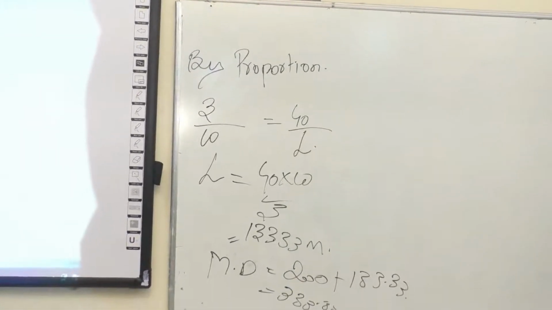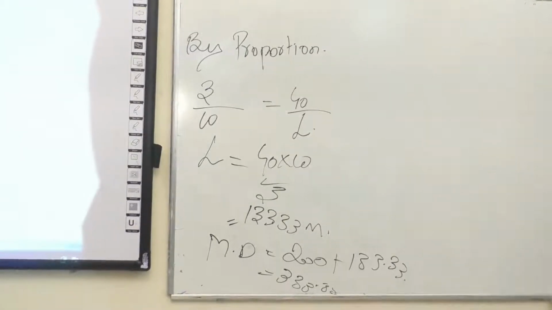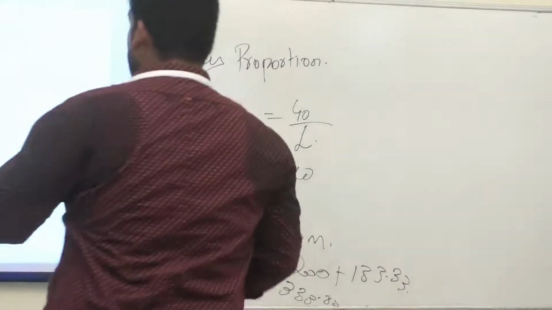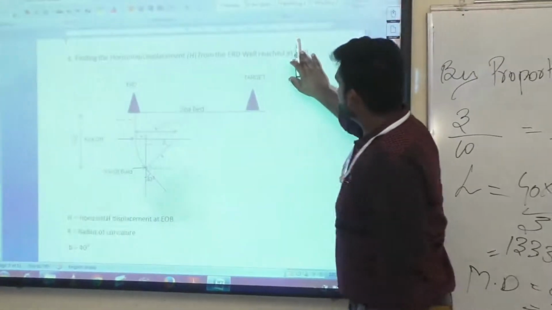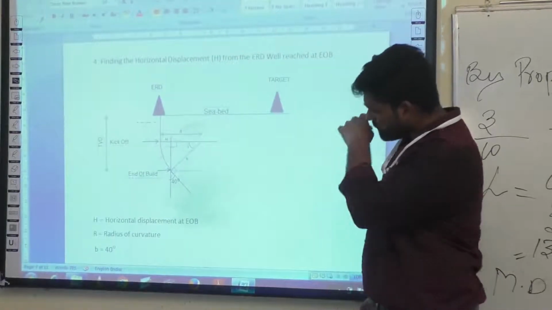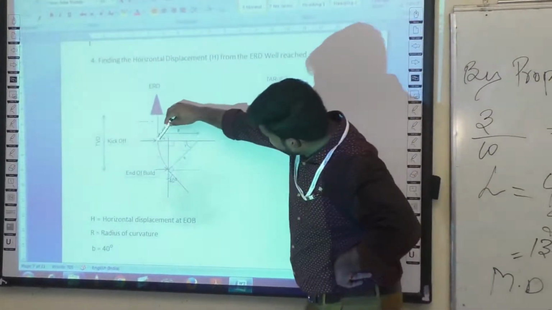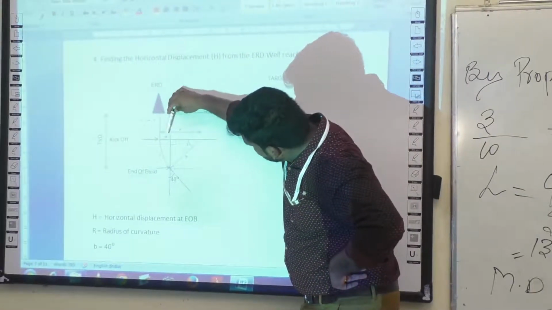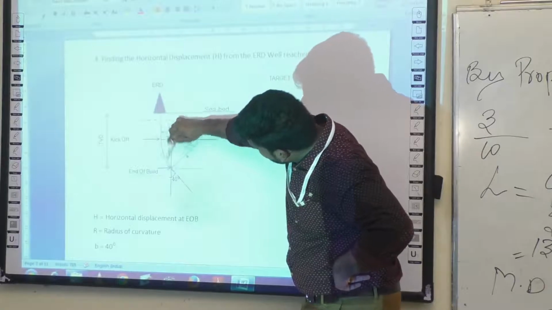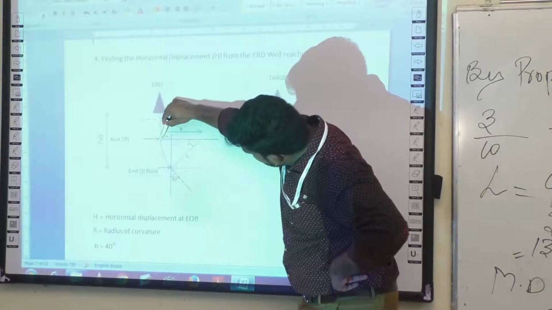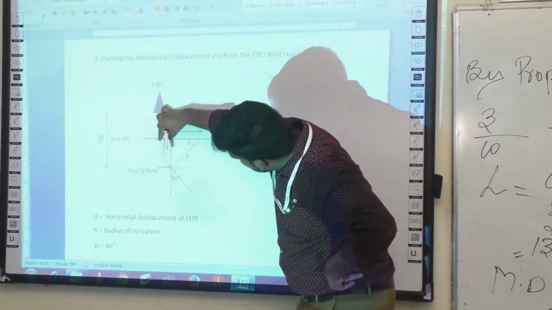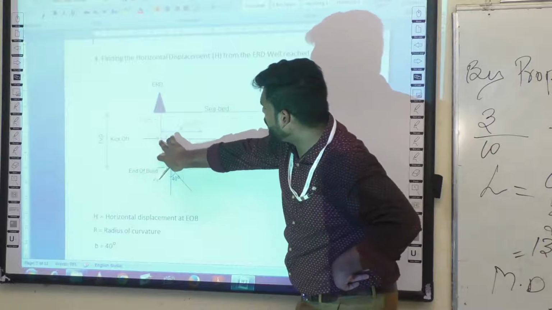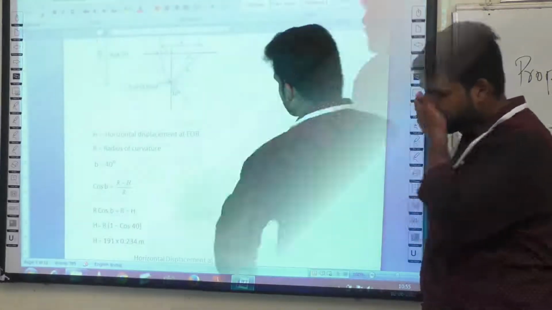So what is the next one? Finding the horizontal displacement from the relief well reached at the end of well. So what is that? Horizontal displacement is this one. Here it's the end of well, right? The horizontal displacement is from the vertical well to your end of well. I want this part. So how can I find that one?